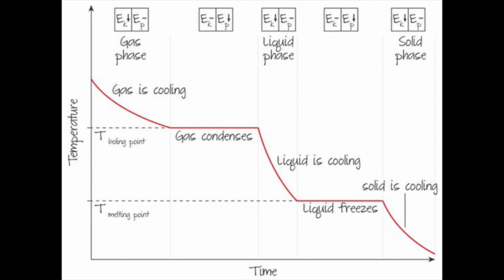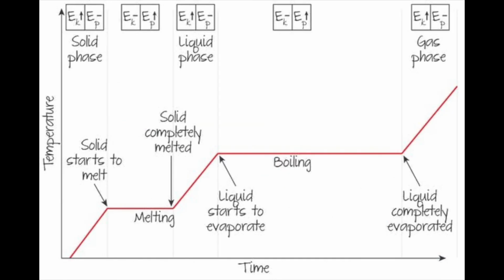This is a graph representing when a substance starting from a gas is experiencing the process of cooling, how its temperature is changing, and how it is turned from gas to liquid, then finally to solid. And here is the opposite of the graph, where it is actually quite similar, despite the fact that it's going from left down to right up.